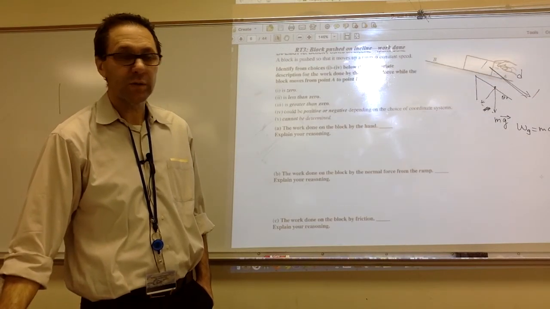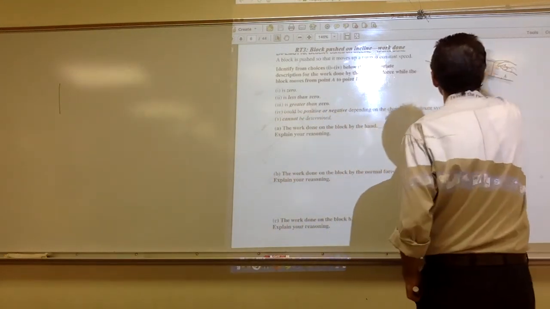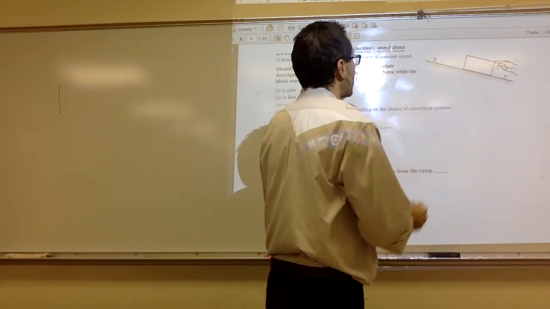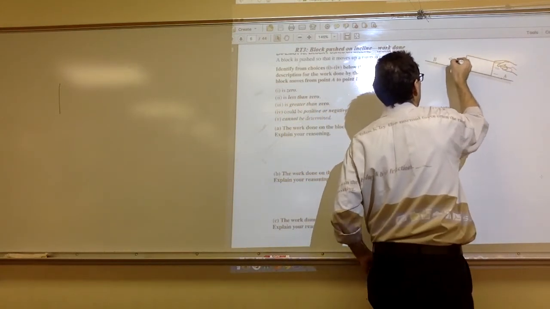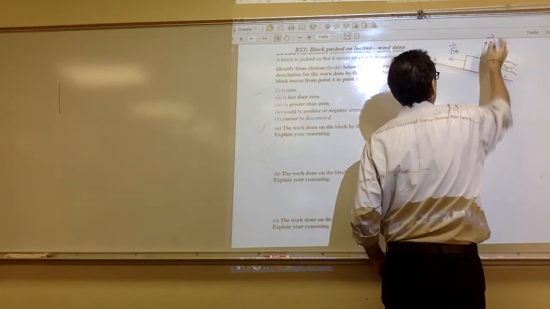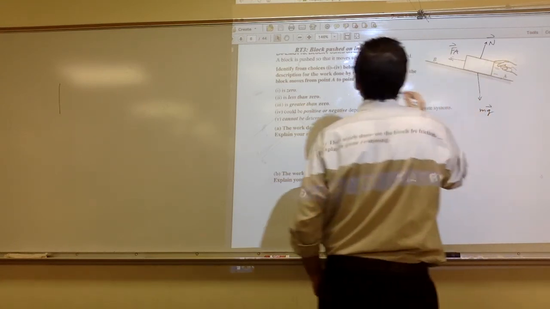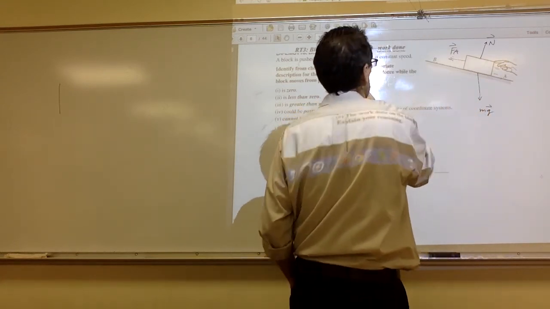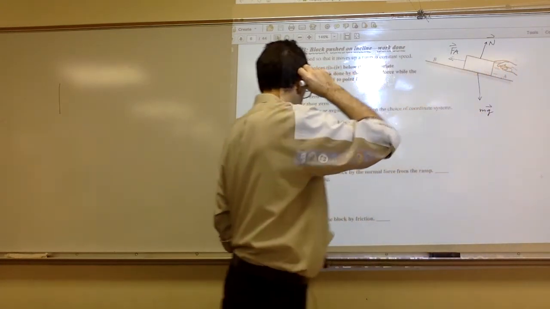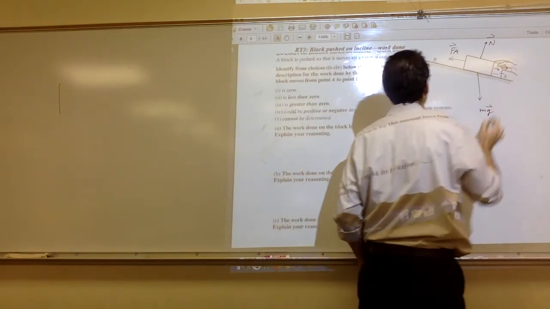All right, last one. So now we're pushing an object up the ramp. So it's got to be some applied force. We have our normal force this way. We have our force of gravity this way. And I don't know if they say there is friction here. All right, let's, I'll come back to that later. Oh yeah, there is friction. It talks about friction down there. So maybe there is some friction here.